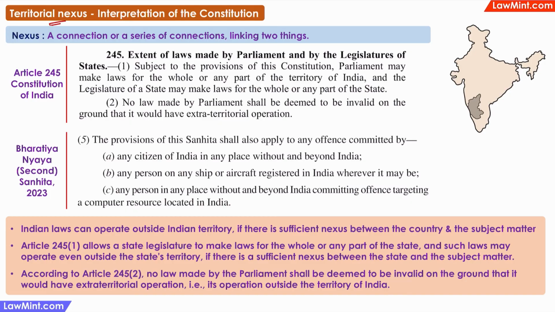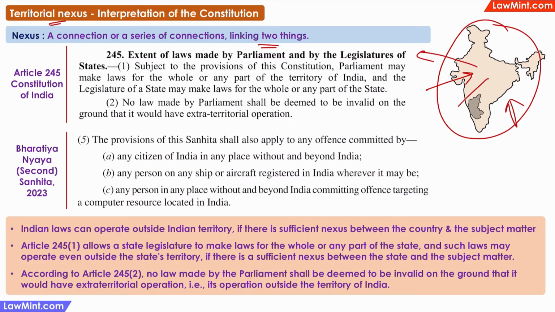A nexus means a connection or a series of connections that link two things. So, territorial nexus refers to the things or the aspects that link a person, an action, a transaction or a situation with the territory of India. Why is this relevant? Well, normally Indian laws will be applicable within the territory of India. By applying the principle of territorial nexus, in certain cases, Indian laws may be applicable outside Indian territory as well. The doctrine of territorial nexus is supported by Clause 2 of Article 245 as well.